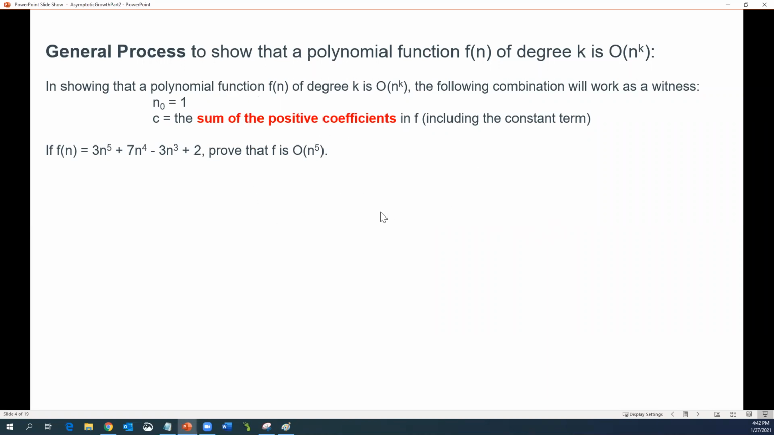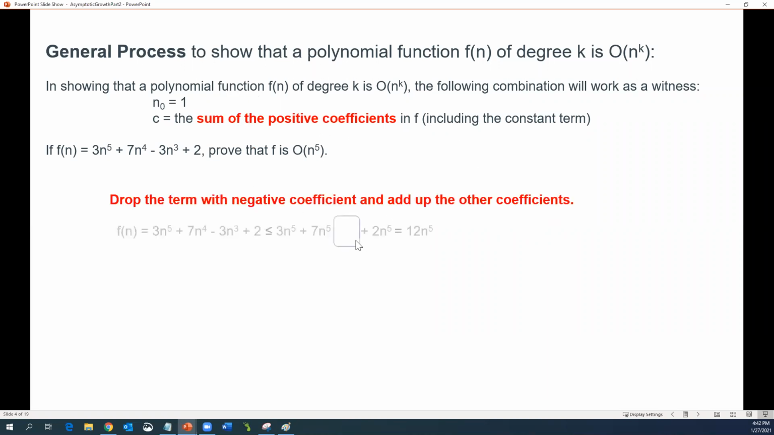But we went through this process, so I'm going to remind you what it is. If I have this as a function here, what I can do is write almost the same thing down, but drop any terms that have negative coefficients. So over here, I'm going to drop the -3n to the third. All the others are positive. I'll drop that, and then compare these. Well, if I drop something that's negative, that can only make this bigger, right? So this here is bigger.